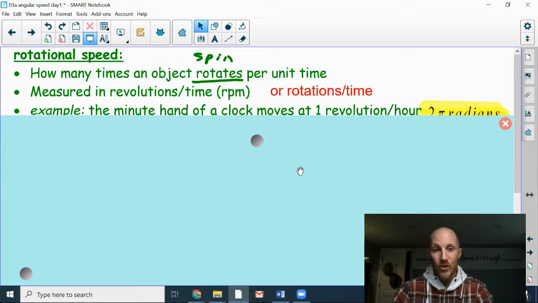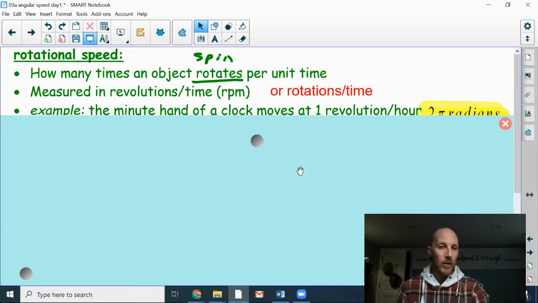Rotation implies some sort of circular motion. And in the study of rotations, we often use different words. So spin would be a synonym. I wrote that on here. Circles or cycles or revolutions.